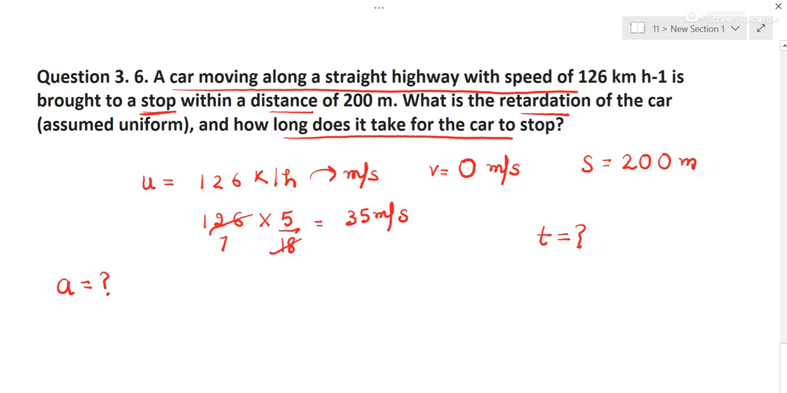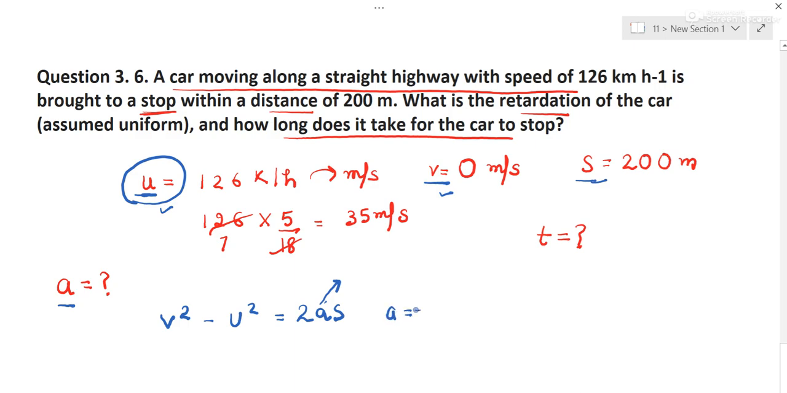So we will use the suitable equation u, v, s and a. So which equation should we use? Third, v square minus u square is equal to 2as. V is there, u is there, s is there. You can substitute and you can find out a. Similarly, now select an equation in which t comes. U, now a is already there with you. A will come as something around minus 49.16. You solve and obtain.